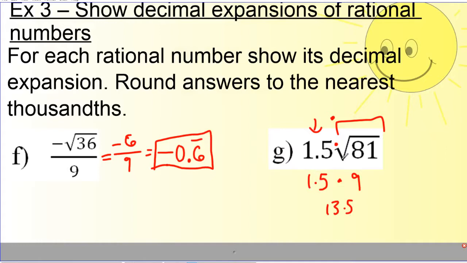So this is its decimal expansion. It's already a decimal. And rounding to the nearest thousandths, I don't have to do that because it's not that long. So that is done. That wasn't so bad. It looked hard. It looked ugly because it had 1.5 out front. We haven't seen that before. But it wasn't so hard once we got to it.